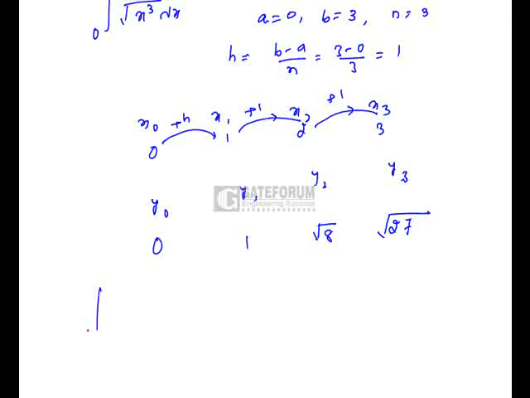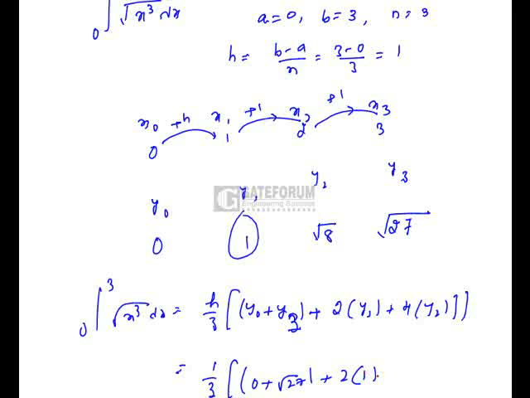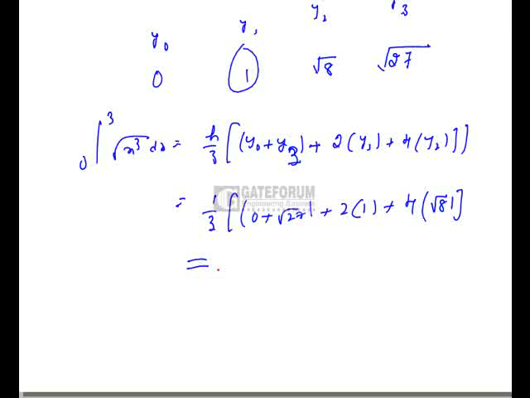Now let us use Simpson rule. H by 3 into the first term plus last term, which is y0 plus yn, plus 2 times the odd terms, that is y1, plus 4 times the even, which is y2. Now let us substitute the values. H is 1 by 3, y0 is 0, plus yn, which is y3 here. Y3 is root 27, plus 2 times y1, which is 1, plus 4 times y2, which is root 8. If we simplify this, the answer will be 6.169, which is not mentioned in the options.